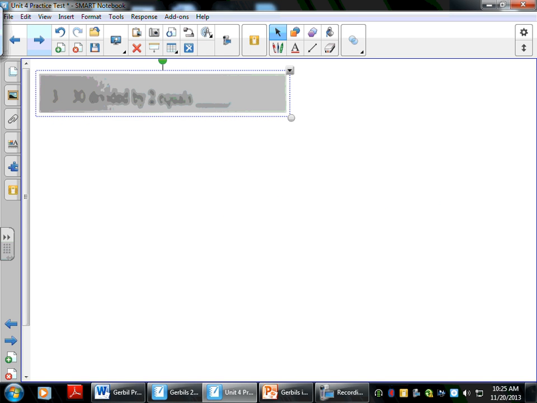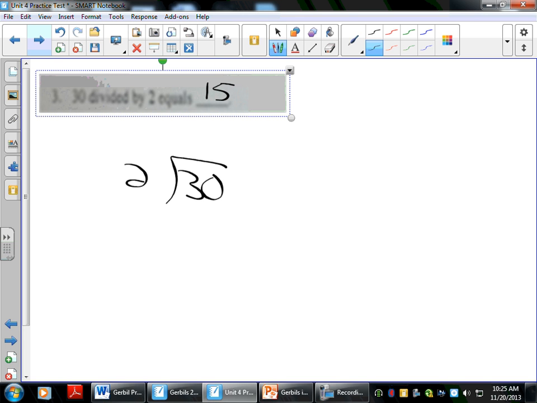Next problem, this says 30 divided by 2 equals. Well, this could be mental math. This could be 15, because all I have to do is cut 30 in half. I can also show my work. 30 divided by 2. 2 goes into 3. How many times? 1 time. 2 times 1 equals 2. 3 minus 2 equals 1. Got to bring down the 0. How many times can 2 go into 10? 5 times. 2 times 5 equals 10. Subtract, I have 0. 15 is my answer.